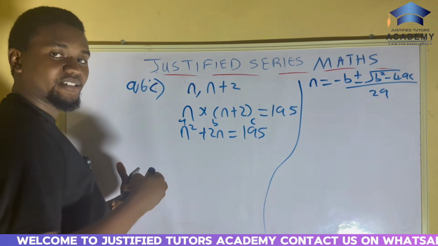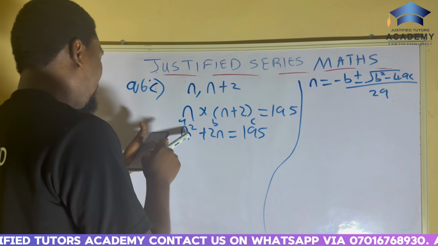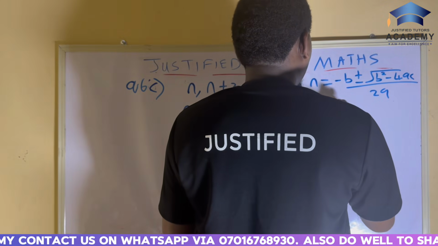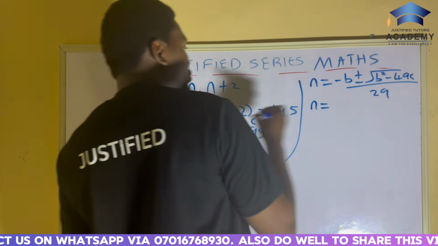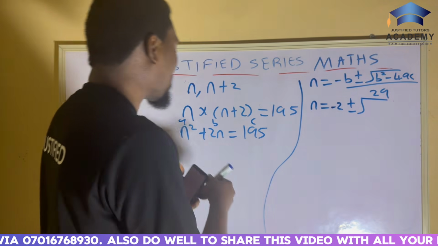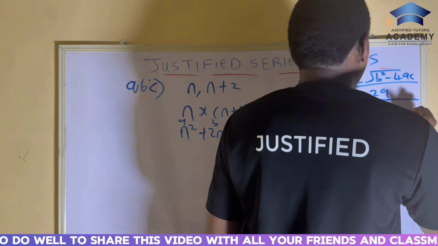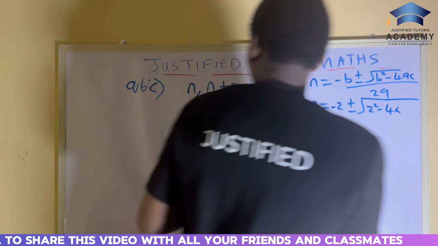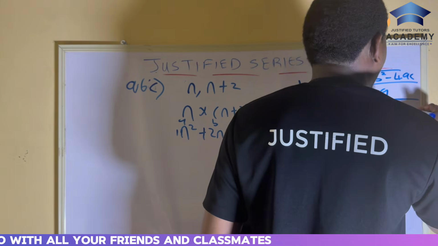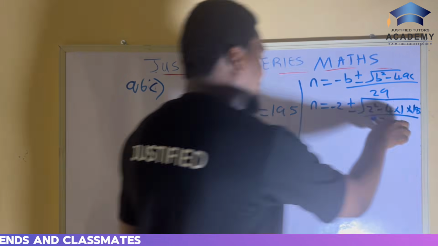So now, guys, let's solve. Are you getting me? Let's solve. So n is equal to minus b. Our b is 2. So we have minus 2 plus or minus square root of b squared, so 2 squared, minus 4ac. What's our a? Our a is 1, because n on its own means that we have a 1 at the side. So we have 1 times, our c is 195. Then divide both sides by 2 times a, which is 1.